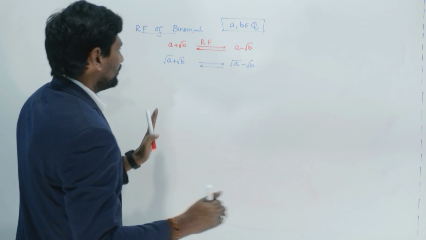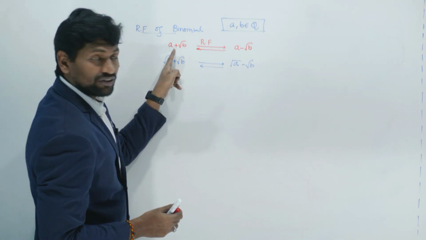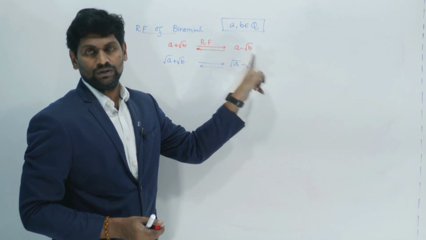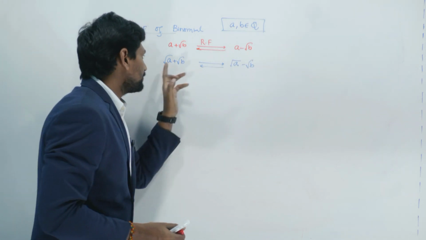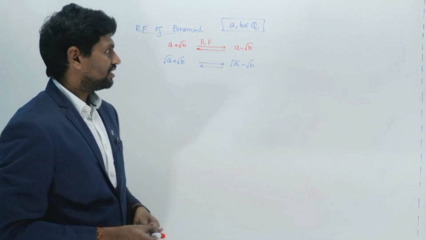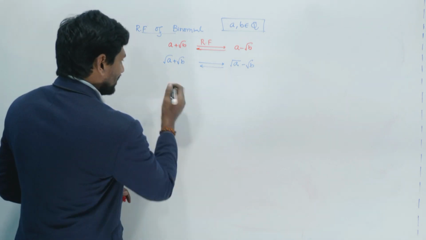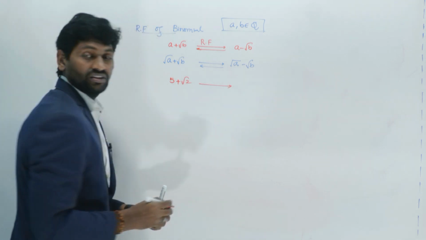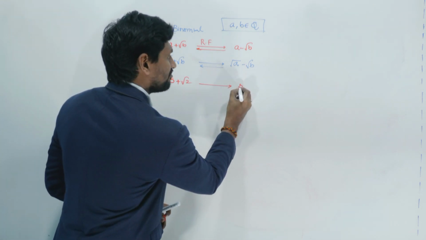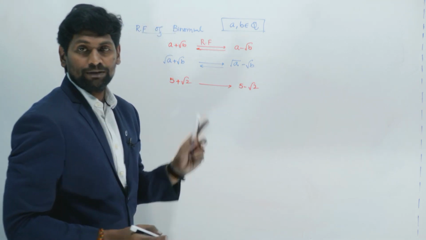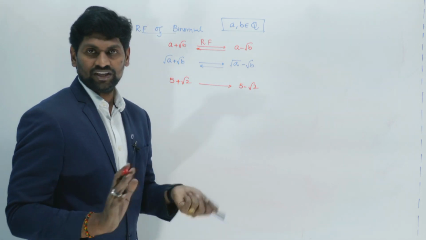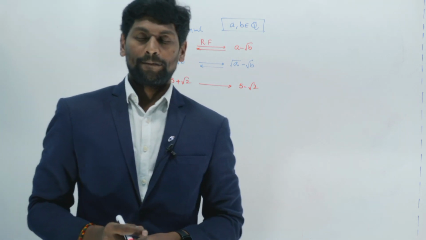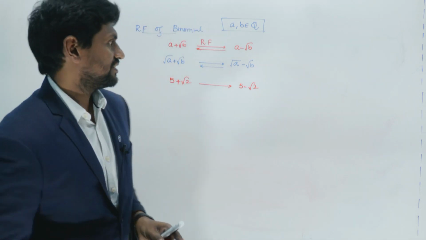Clear? So simply you have to identify that whenever you see a plus root b, its rationalizing factor is a minus root b. So plus becomes minus, minus becomes plus. That's it. So now can you say the rationalizing factor for 5 plus root 2? Very good. It is 5 minus root 2. Then their product becomes a rational number. Okay? Clear until then? Yes.